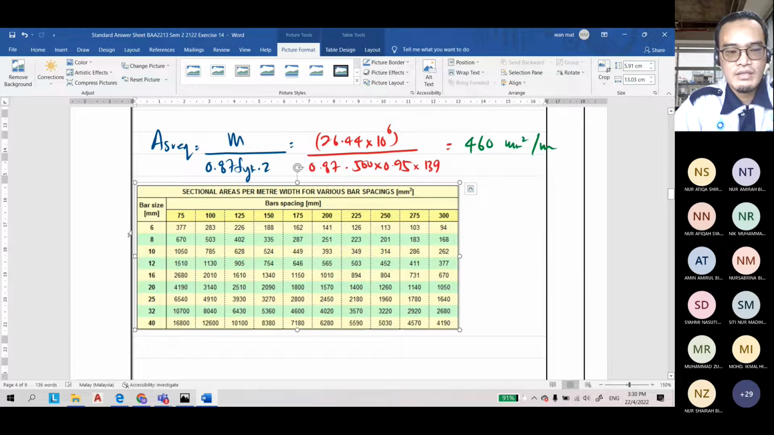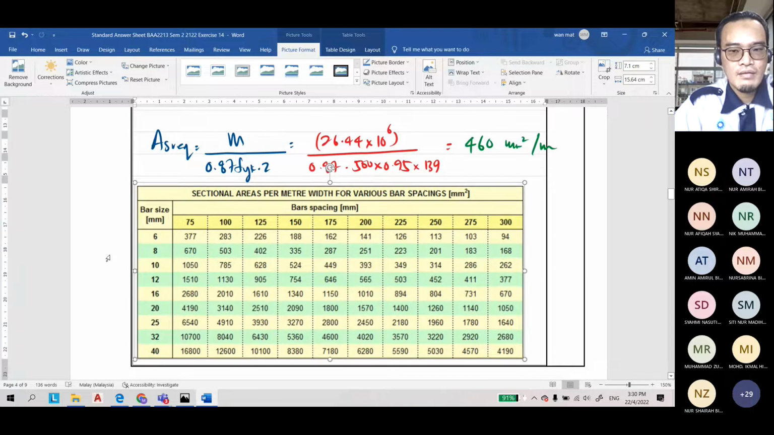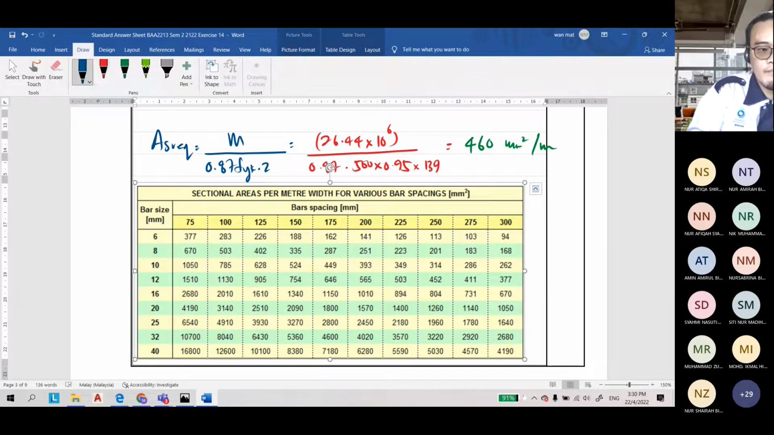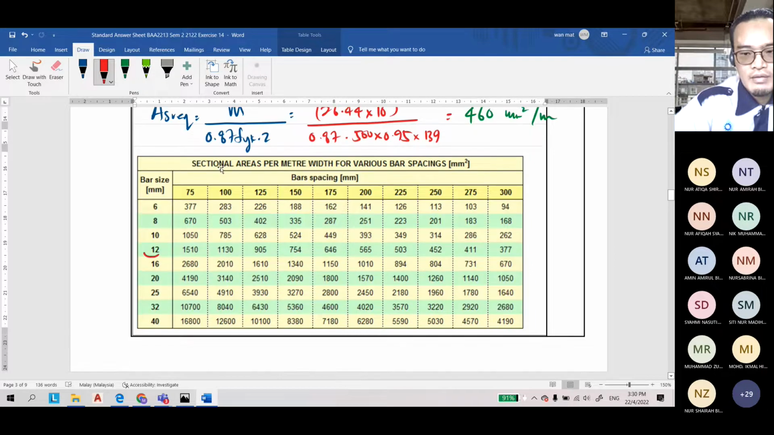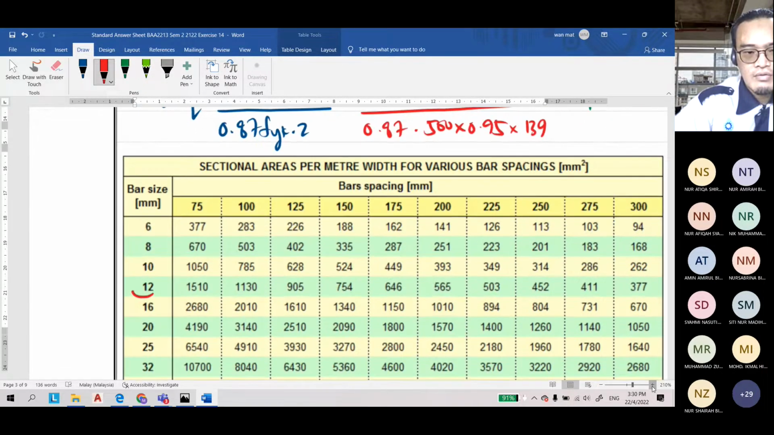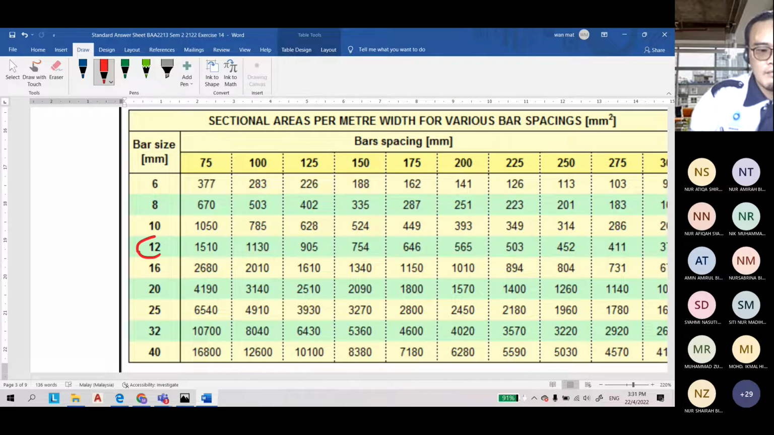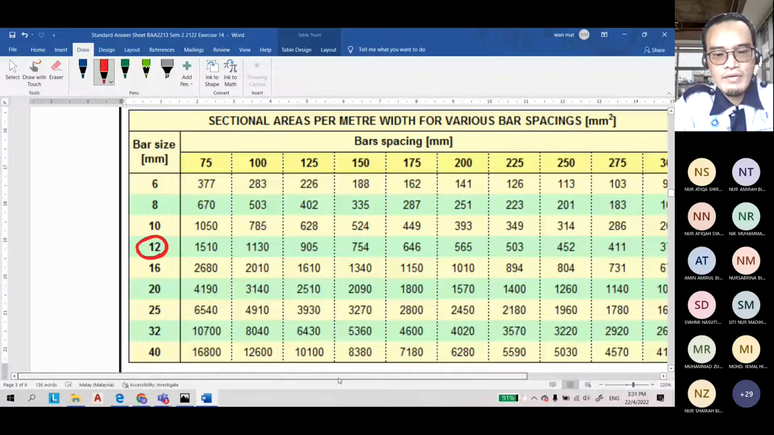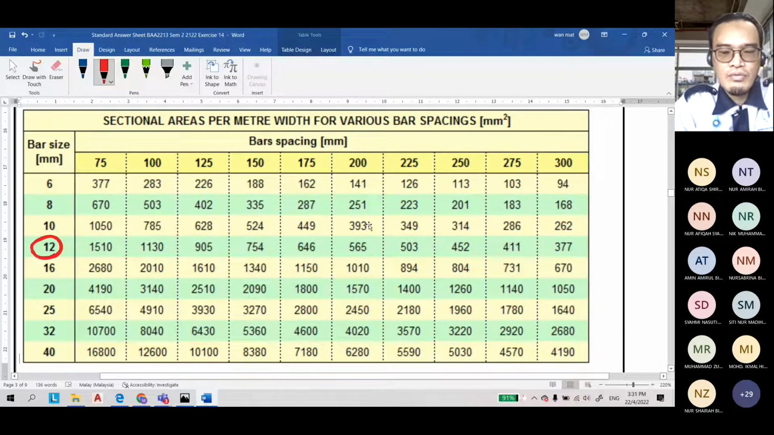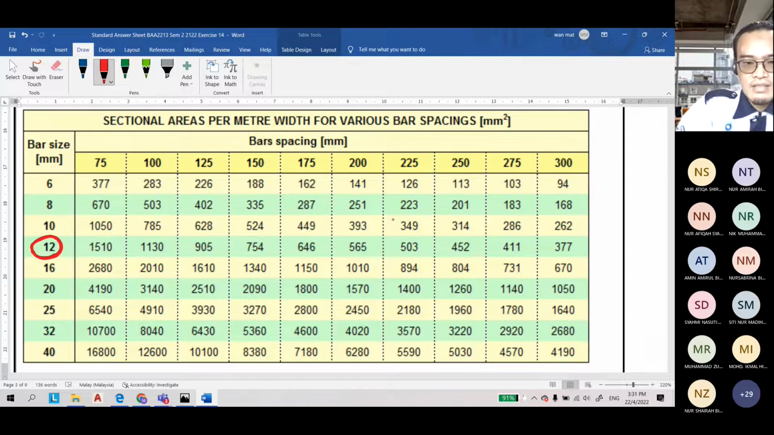For this table, for this case, which one do you want to use? You calculate the D based on diameter 12. So be careful about this one. You use diameter as 12, so you only refer to 12 mm diameter. You need 460, so you refer to the one larger than 460. Which one is larger than 460?